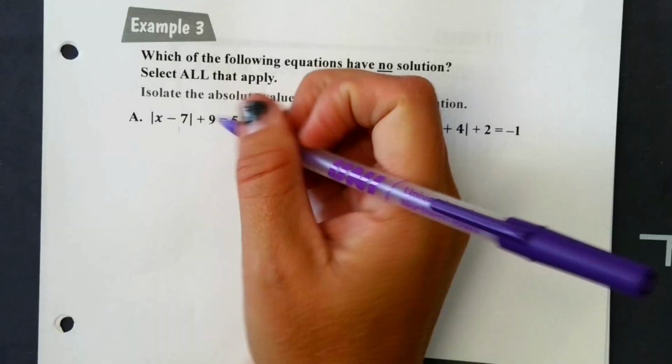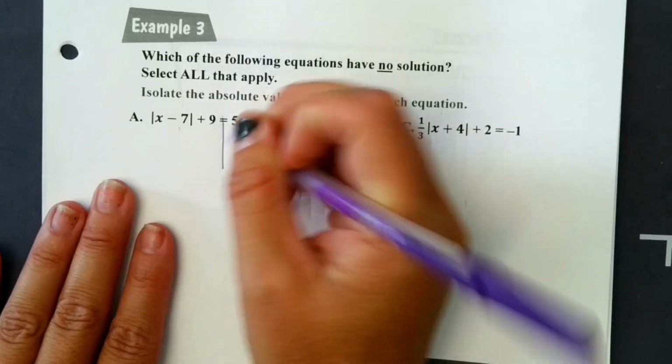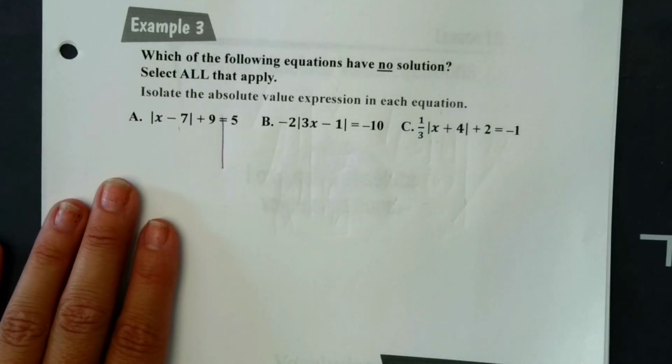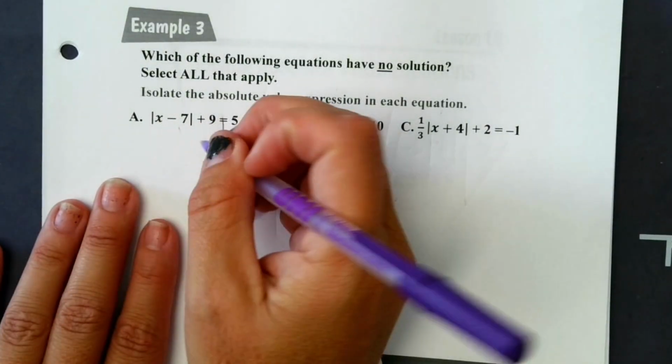They're not going to be hard. All right, so let's do this. Solve this one. What would you get rid of first? 9. And how would you get rid of it? Subtracting 9.